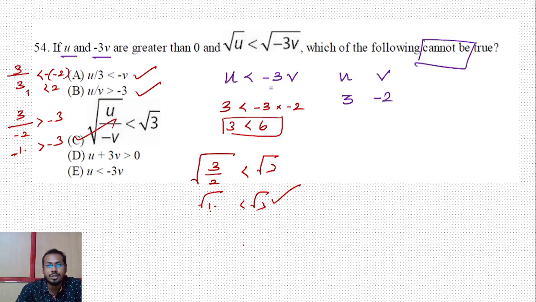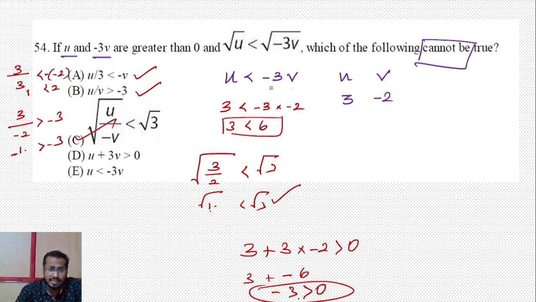What is option D? u is 3, plus 3 times v, which is negative 2, and that should be greater than 0. So 3 times 2 is negative 6, plus 3 is negative 3, which is not greater than 0. Is this right? No, so this is the wrong one.